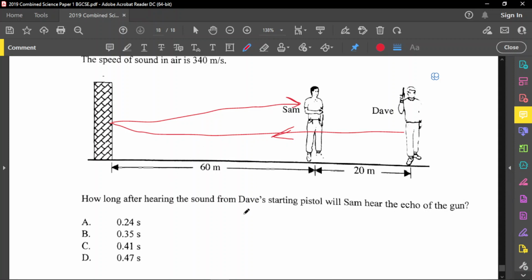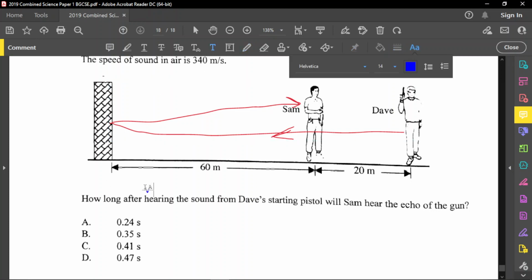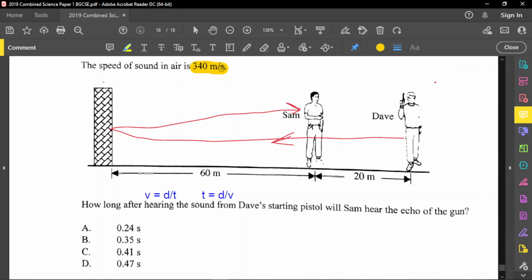Since we're looking for time, let's calculate time. The quick formula we need to know is the same one I gave a little earlier: speed, which is V, is equal to distance over time. If you want to find time as the subject of the formula, then time equals distance over velocity. So T is equal to the distance divided by the speed. The speed is 340 meters per second.